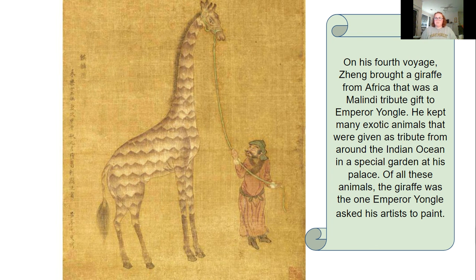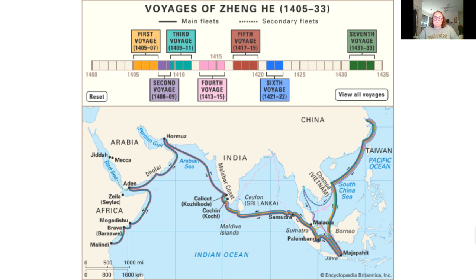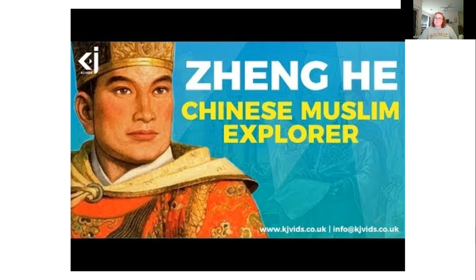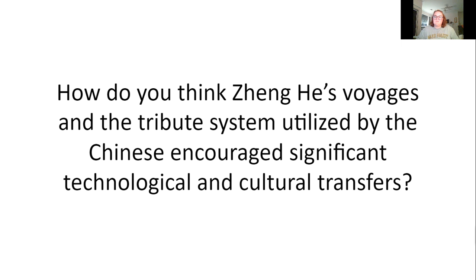On his 4th expedition, he actually brought a giraffe back from Africa as a tribute gift to the emperor. And he kept many exotic animals that were given through the tributary system around the Indian Ocean in a special garden at his palace. Of all the animals, the giraffe was the one that the emperor asked his artists to paint. So this is a map of Zheng He's expeditions throughout the Indian Ocean.